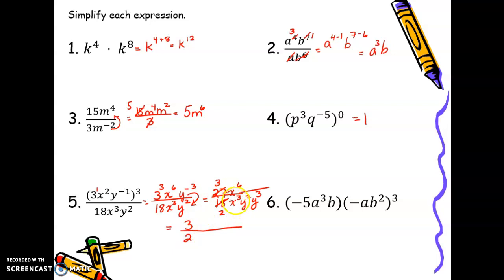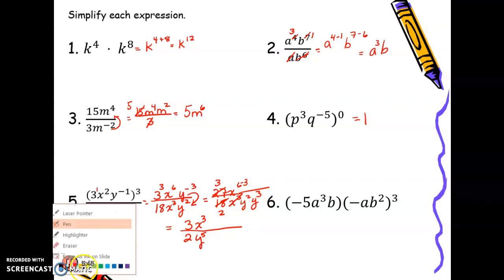I have 3 x's on the bottom and 6 on top, so I'm going to take 3 x's out of the 6 and get x cubed. And on the bottom, I've got y squared and y cubed. I will add those up, 2 plus 3, and we get y to the 5th. Okay?